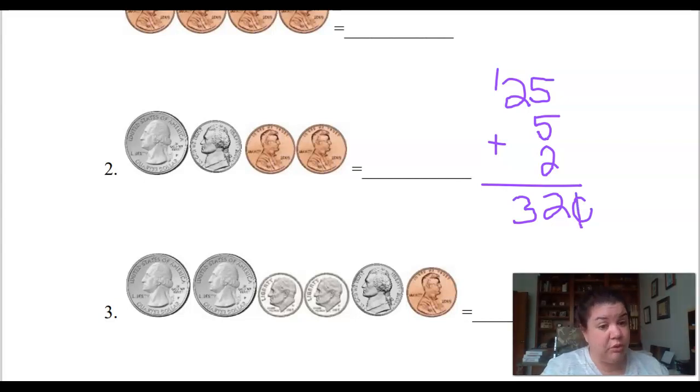If not, show your work. That's why it's important to write your work down and show your work so we can see where you went wrong. Did you go wrong because you didn't know what these coins were? Did you misalign them? Did you just accidentally add wrong? If you did not get 32 cents, take it to someone in your home that knows how to do this and see if they can help you figure out where you went wrong.